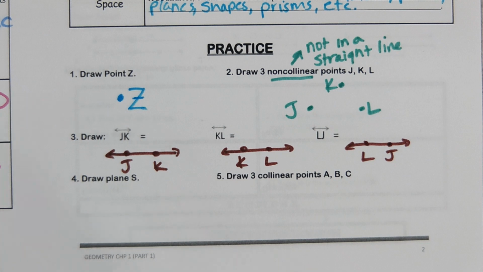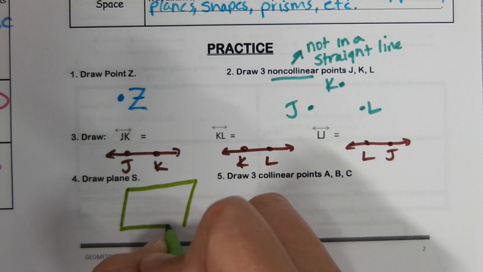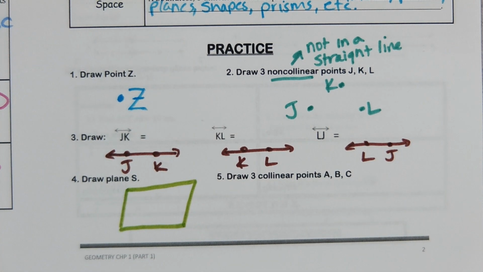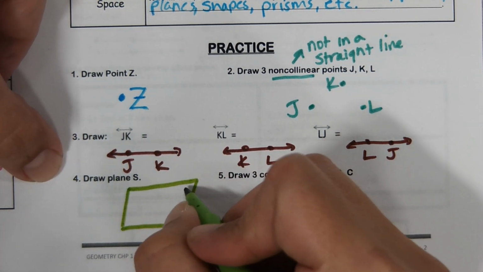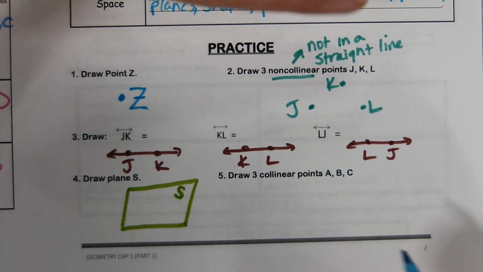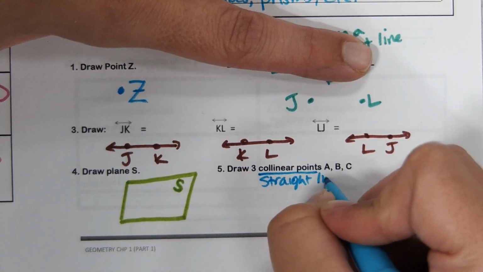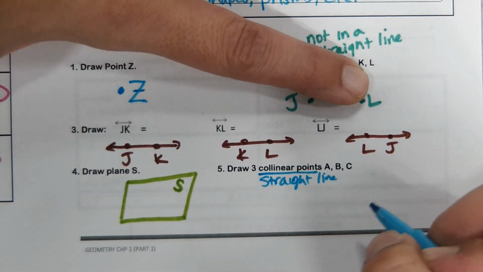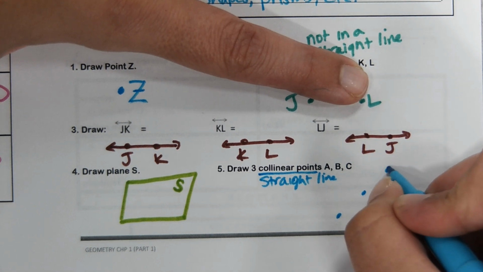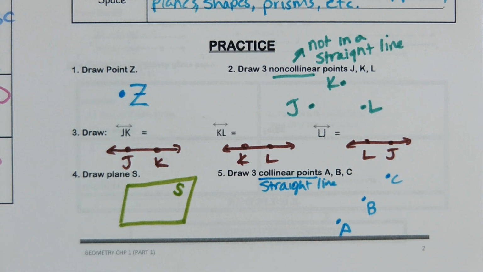Okay, then the next one, it says draw plane S. So when we draw a plane, like show it visually, we just draw a rectangle or it looks like a parallelogram. I don't know. So there's our plane. And then to label our plane, we'll just put an S in the corner somewhere. It doesn't matter which corner, just put it in a corner. And then collinear points are in a straight line. So collinear points A, B, and C, we'll just draw them in a straight line. Remember, the line doesn't have to be drawn for them to be collinear. And then once you have that done, just flip to the back.